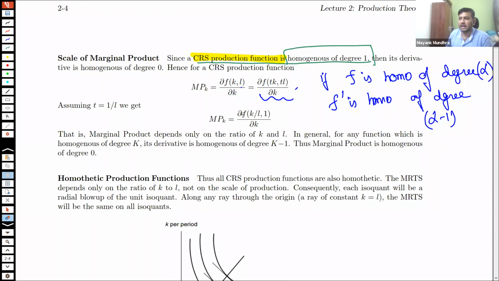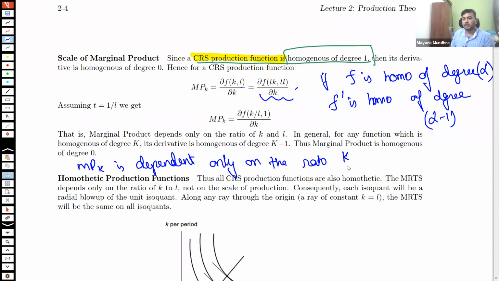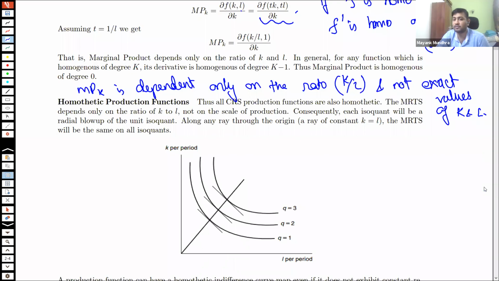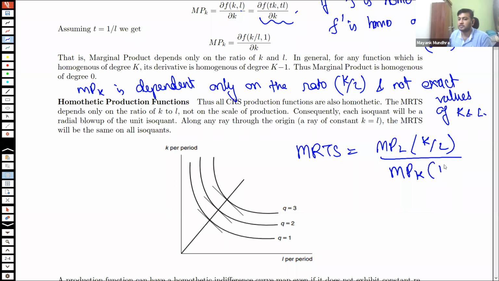So essentially, marginal productivity of capital is a function of the ratio K by L, and it is dependent only on the ratio K by L and not on the exact values of K and L. So you don't need exact values of K and L. If I give you the ratio K by L, you can find the marginal productivity of capital. The same holds for marginal productivity of labor. And your MRTS is nothing but the marginal productivity of labor, which is a function of K by L, upon the marginal productivity of capital, which is a function of K by L.